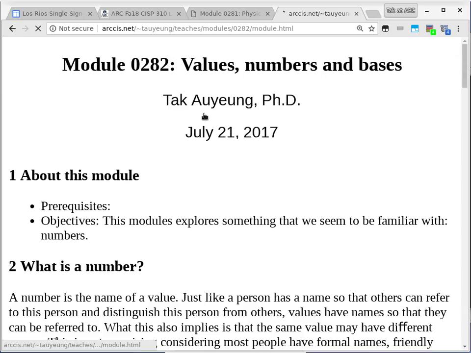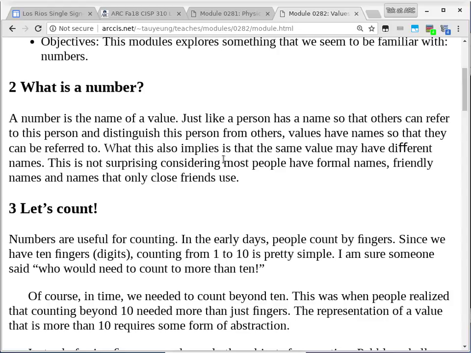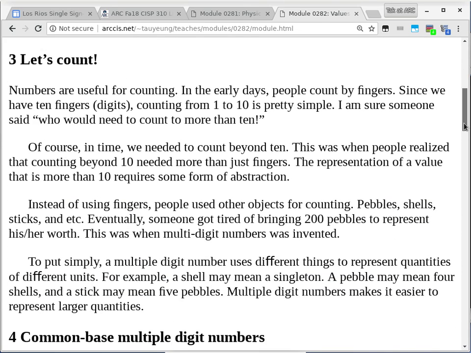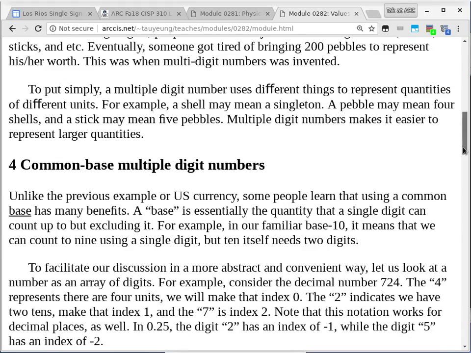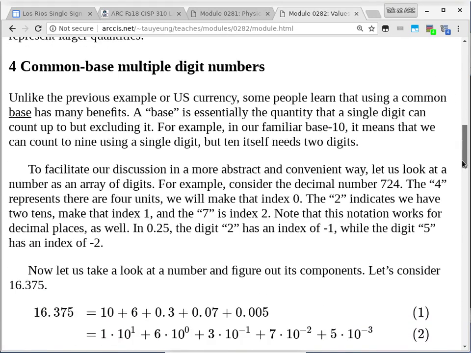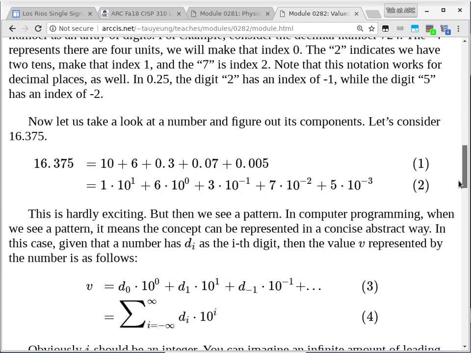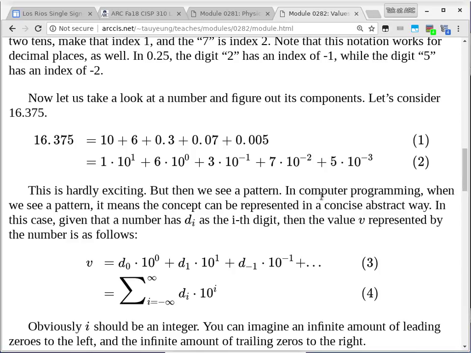It has to do with, so it repeats a little bit of what I just talked about. A number is a representation of a value. And then it starts with base 10 numbers. So we'll move really quickly past this until we get to here. And now you are required to read the actual text.